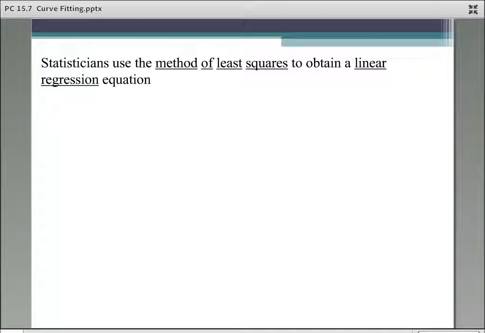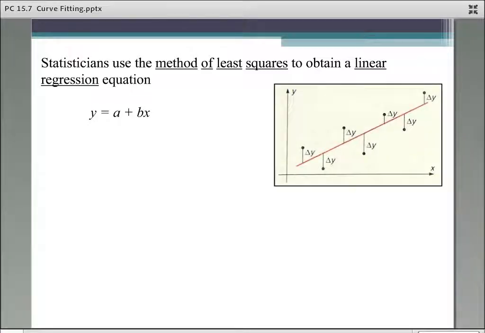Statisticians use the method of least squares to obtain a linear regression equation. If you remember, y equals mx plus b is what you're used to seeing. This time we're going to write it as y equals a plus bx, where a is your constant, b is the slope.